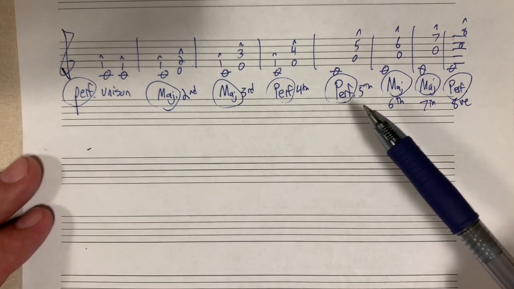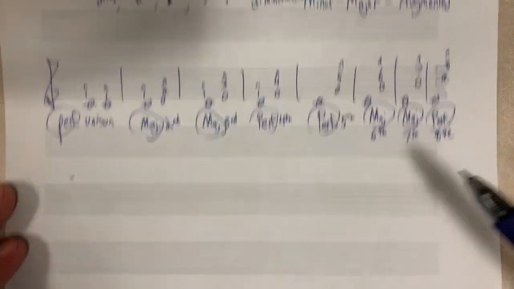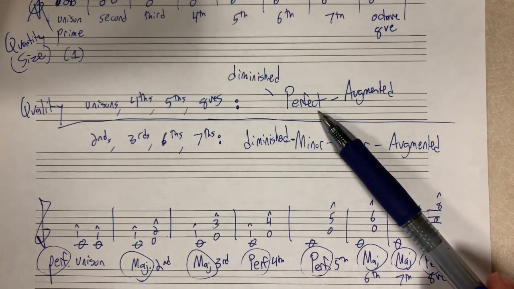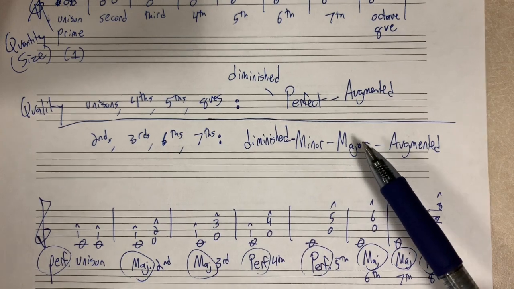And it's kind of just a matter of memorizing for now which ones can be perfect and which ones can be major. Seconds, thirds, sixths, and sevenths, they can't be perfect.